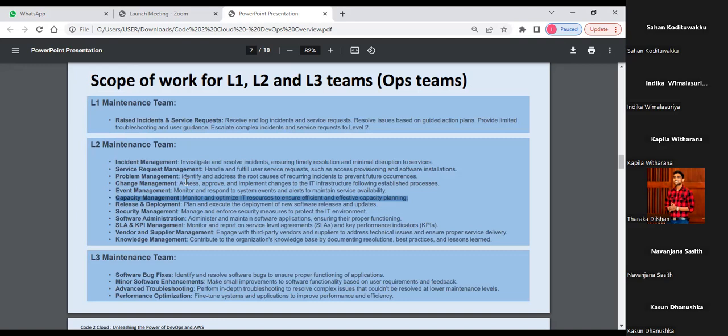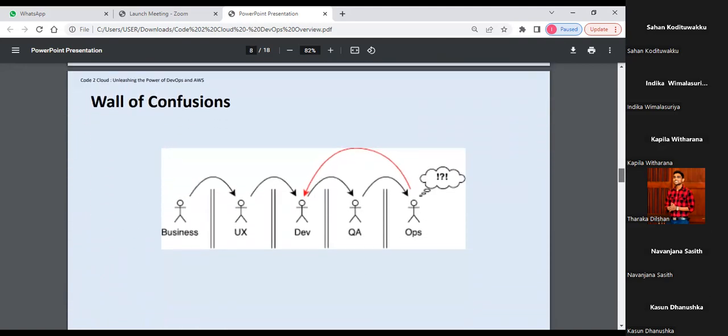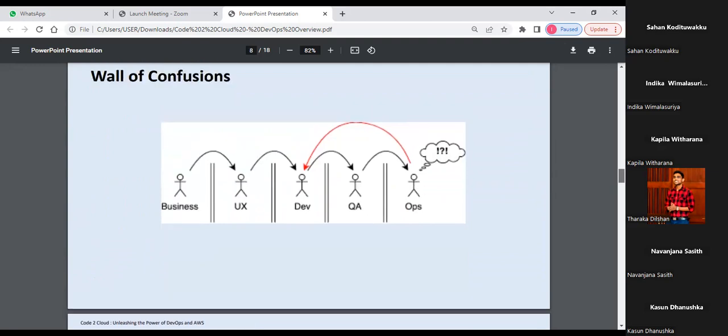So there are so many unknown things that can happen in operations. If we don't scale properly and quickly, then the business is losing opportunities and losing money.